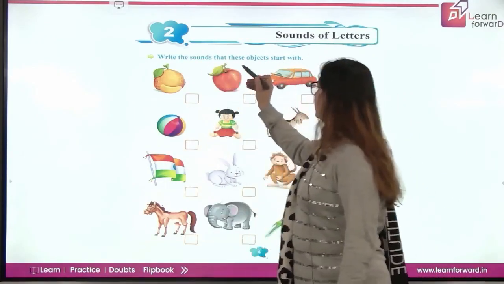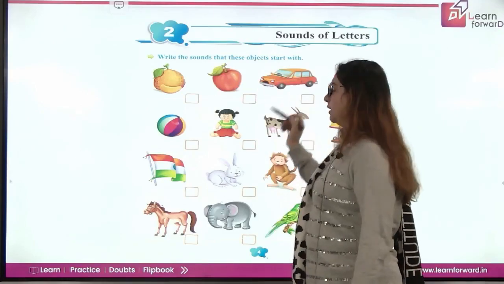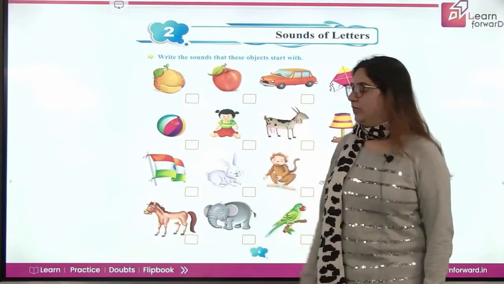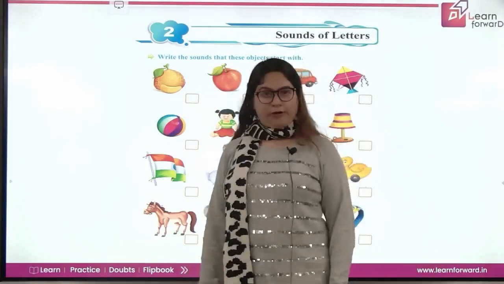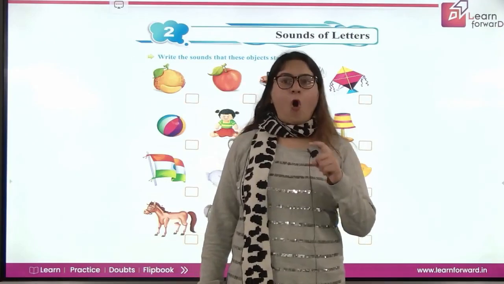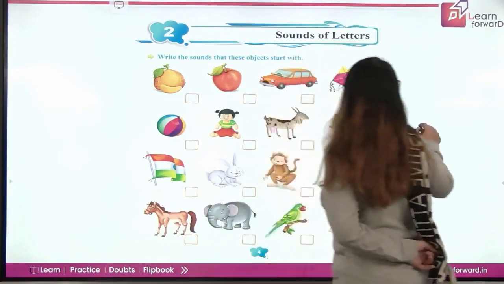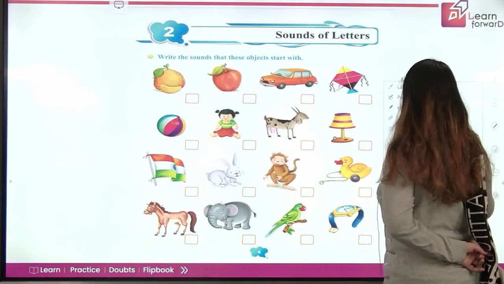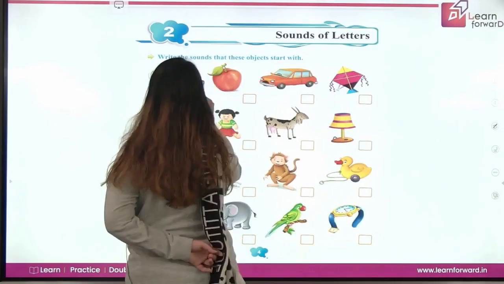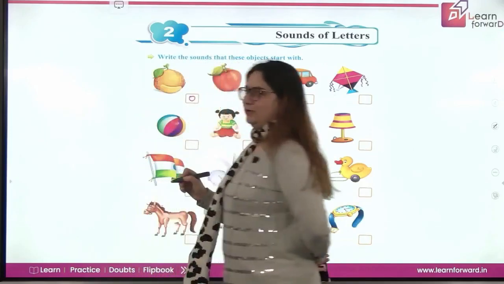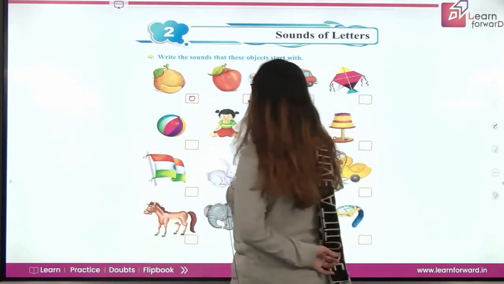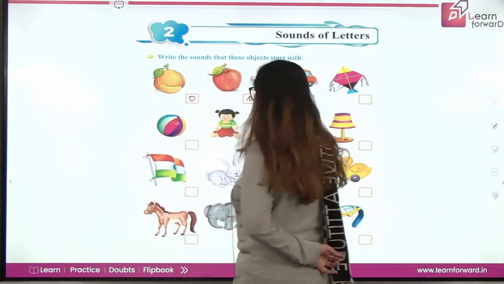Write the sounds that these objects start with. हमें वो sounds लिखनी है जिनसे ये objects की starting होती है. What is this? Orange. तो orange जब हम बोल रहे हैं तो कौन सी sound आती है? O की. O. Orange. So here we write O. Take the pencil in your hand. Pencil लेंगे हम और यहाँ हम लिखेंगे O. Very good. Next we have apple. So we write a, apple.